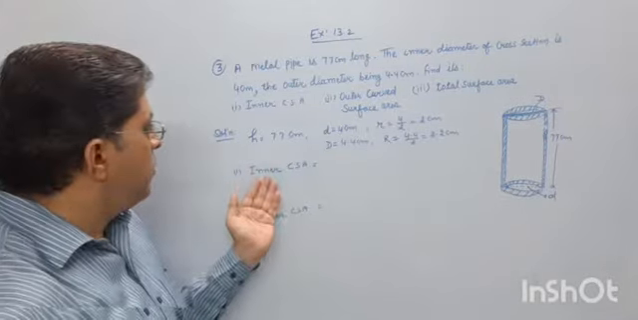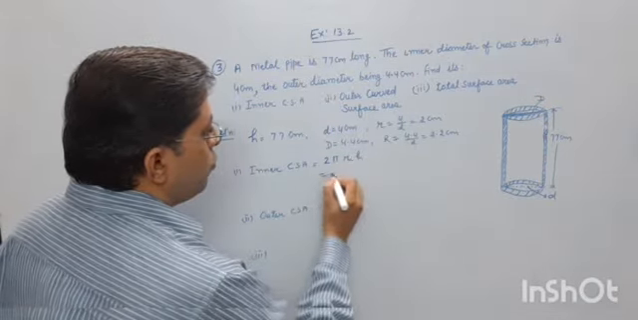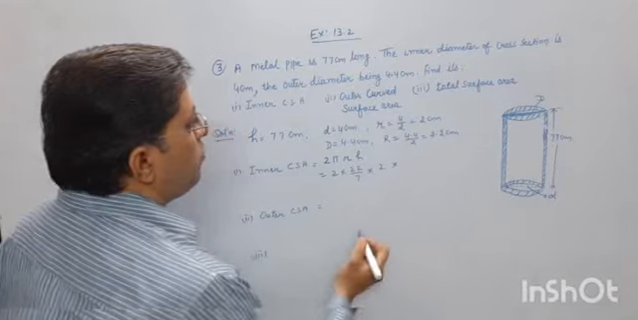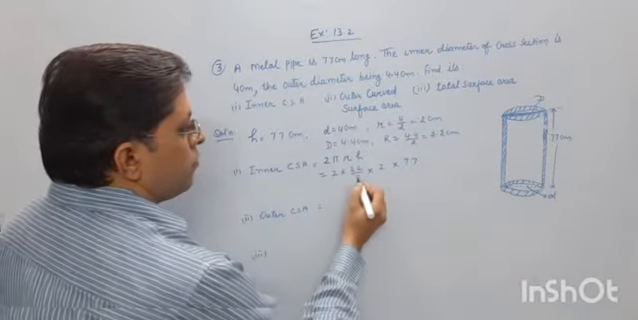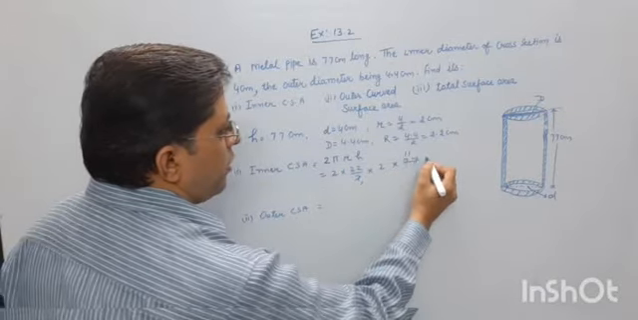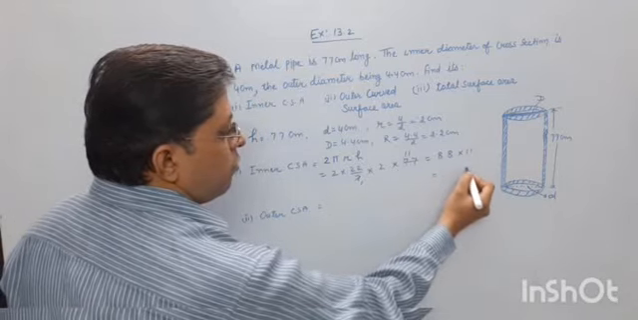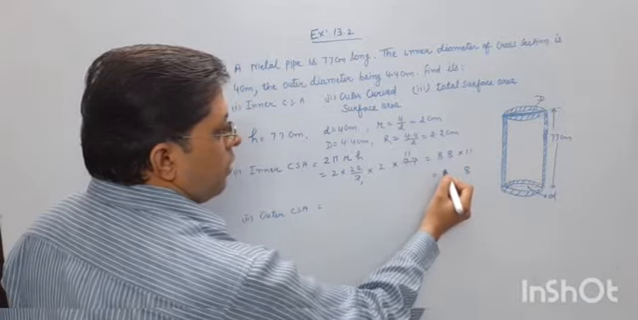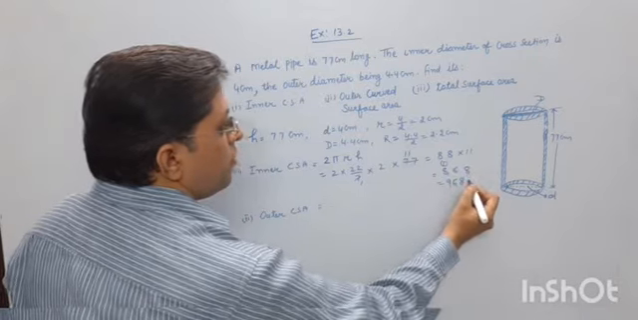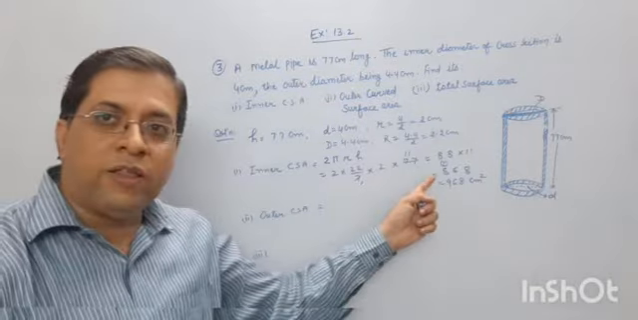See here. Inner CSA is 2 pi rh. 2 pi r, r is 2 and h is what here? 77. Okay, this is 11. 22 2s are 44, 44 2s are 88. 88 into 11. Okay, how to multiply this, that you know. 8 and here 8. 8 plus 8 is 16, carry 1. So 968 centimeter square. This is your answer. This is the Vedic method, no?